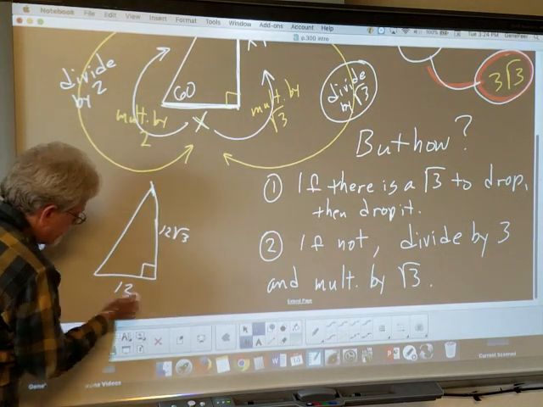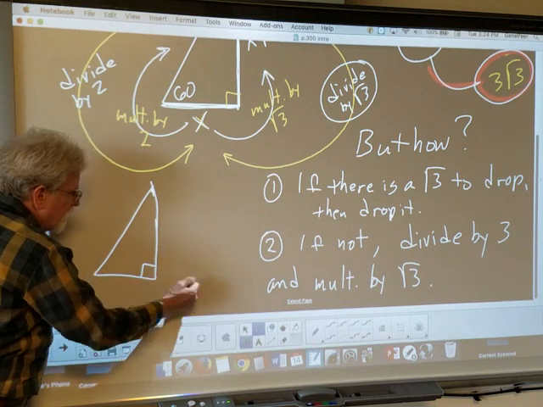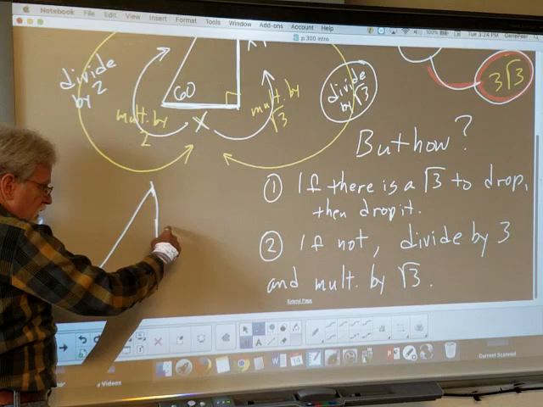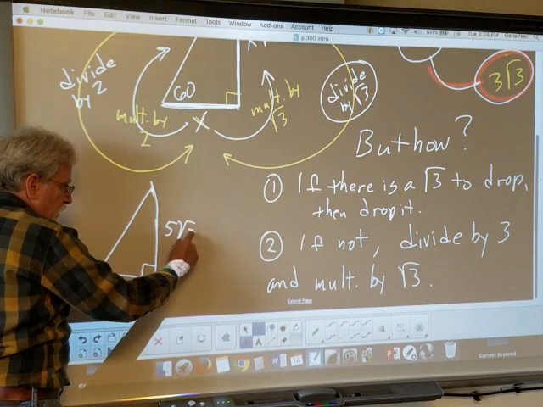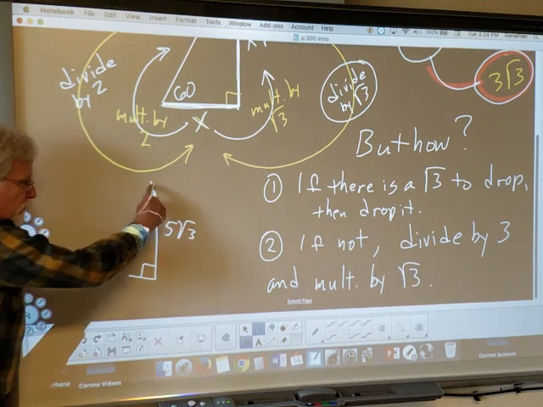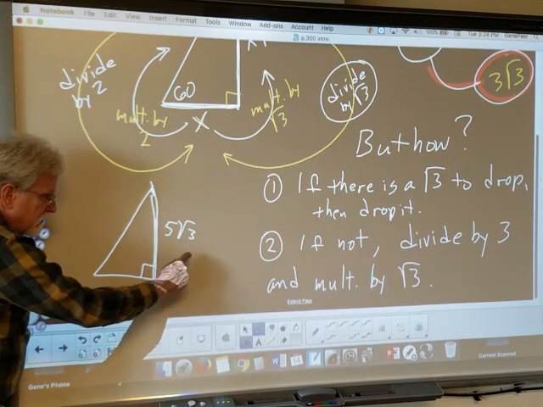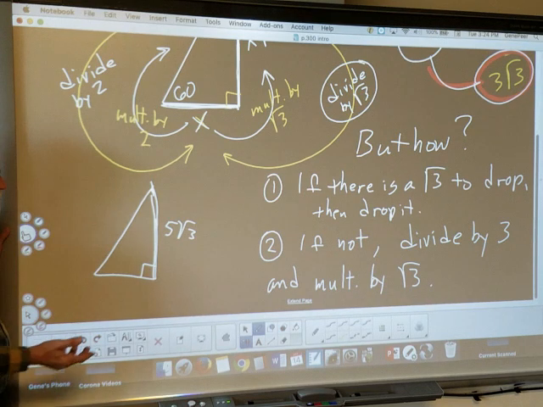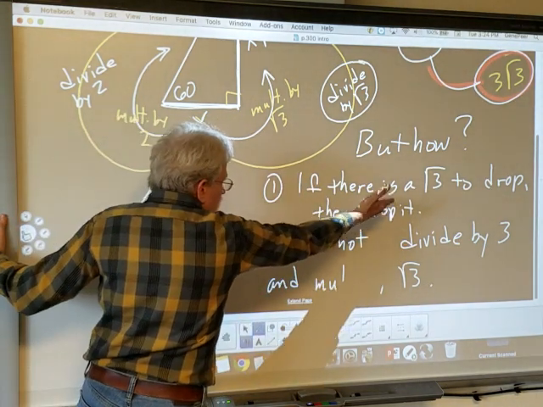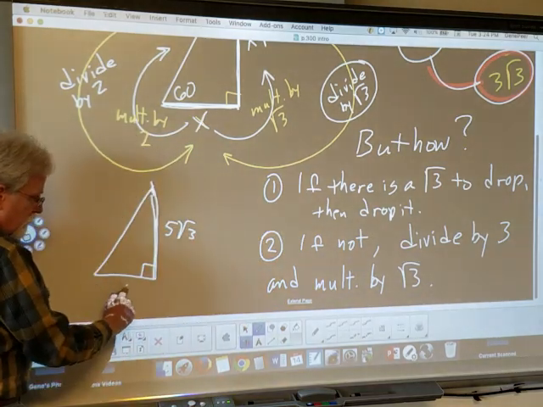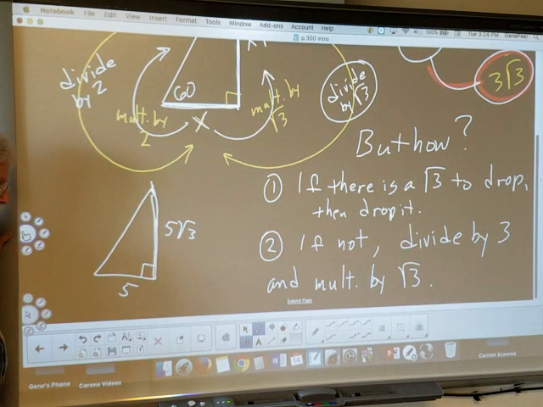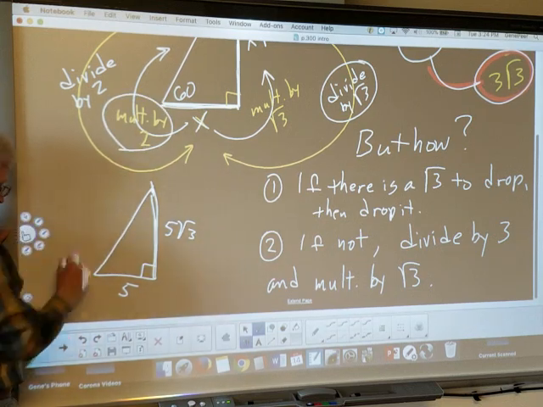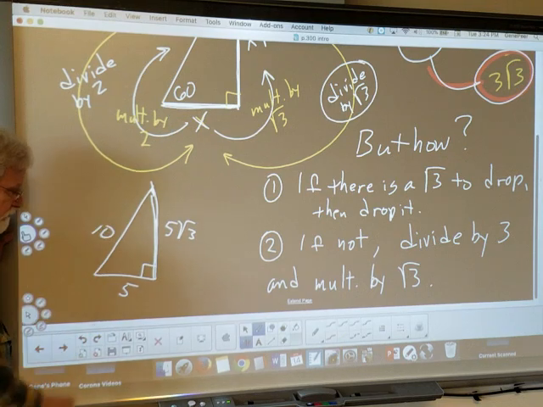What if we're going the other way? What if we start with this guy and we say it's, let's make it 5 square root of 3. From the long leg to the short leg, what do? We divide by square root of 3. If there's a square root of 3 to drop, then drop it. So this becomes 5. And if the short leg is 5, the hypotenuse must be 10. Done.